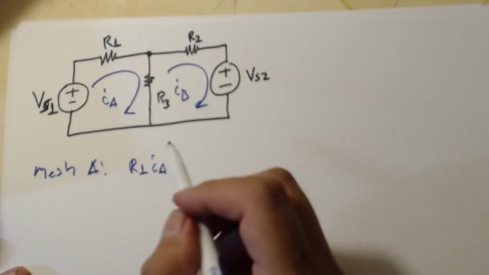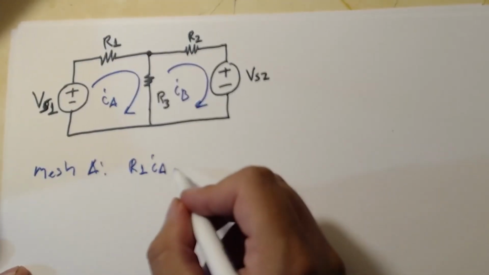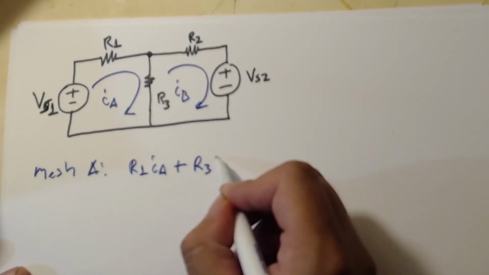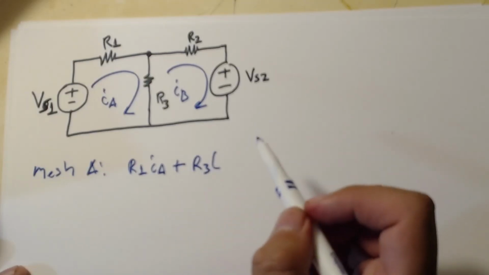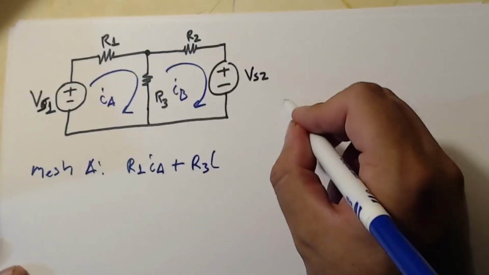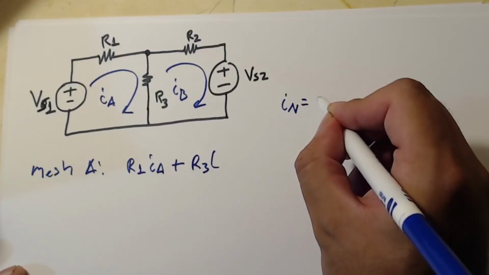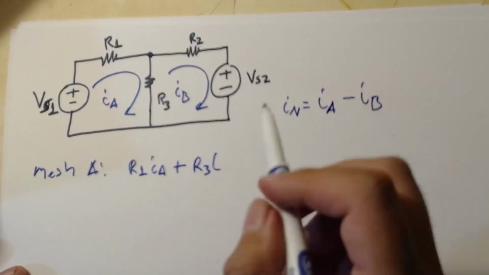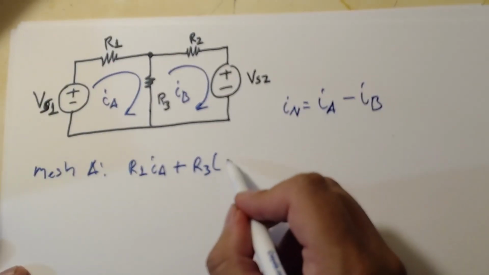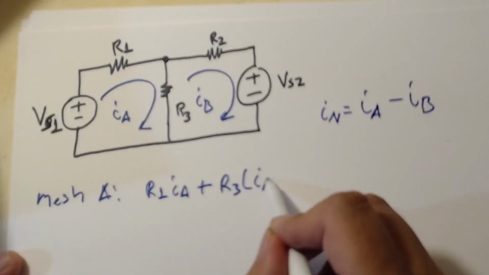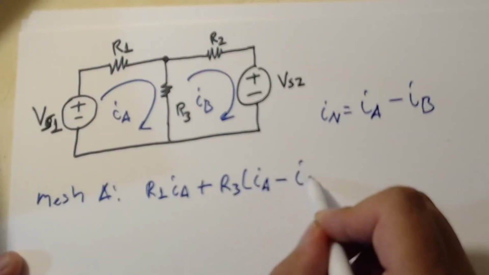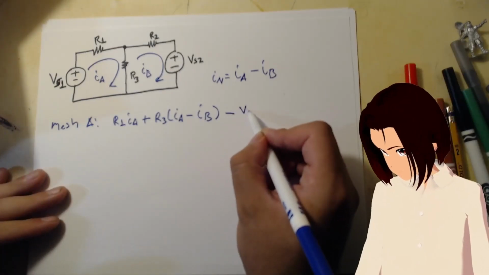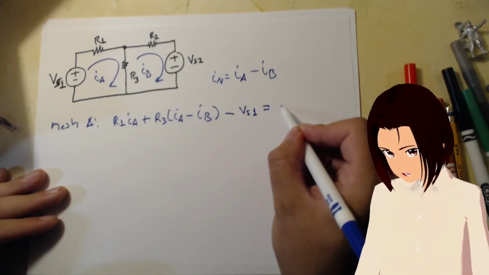So basically we're doing KVL. Plus, we have R3. Remember, IN is equal to IA minus IB. So it's this: IA minus IB, minus VS1 is equal to 0.